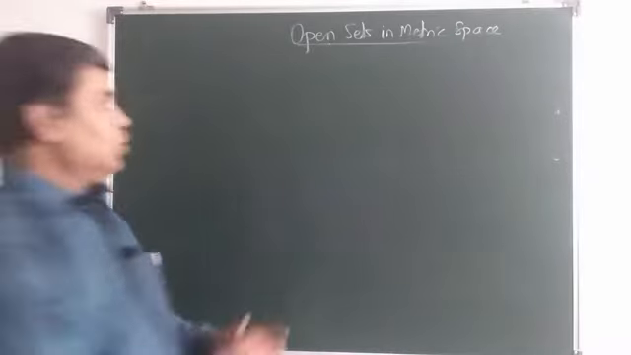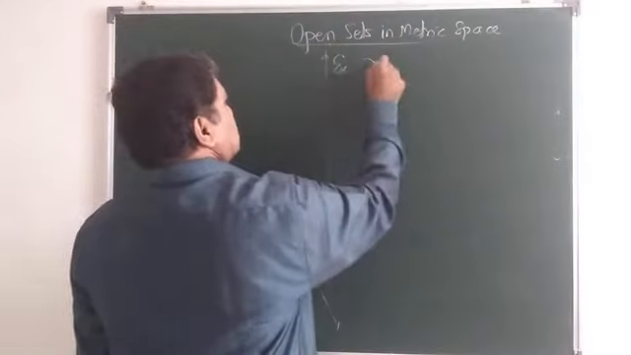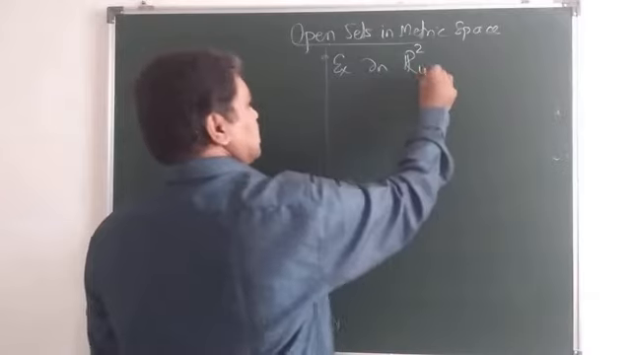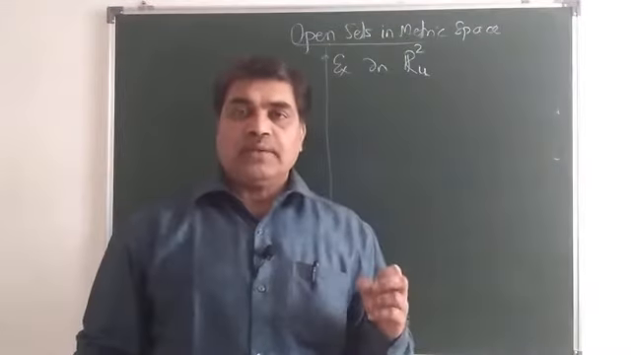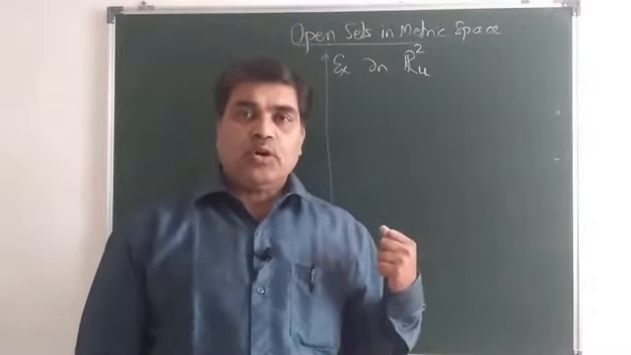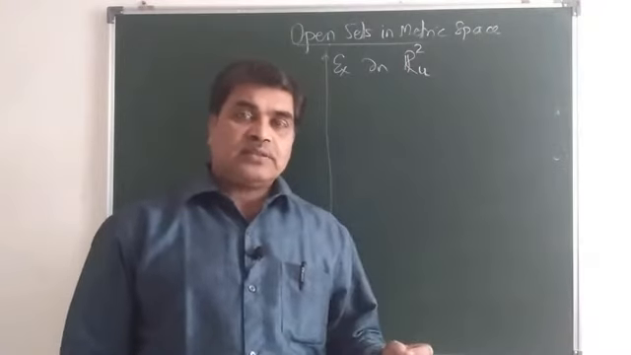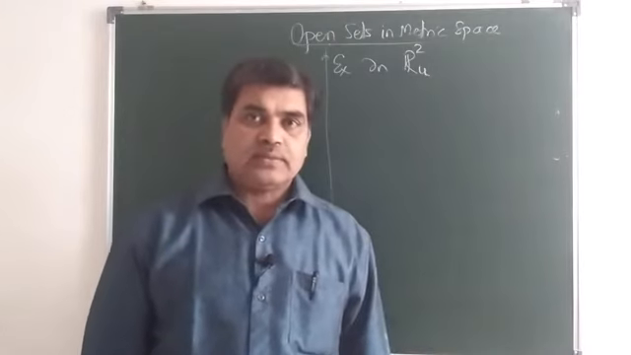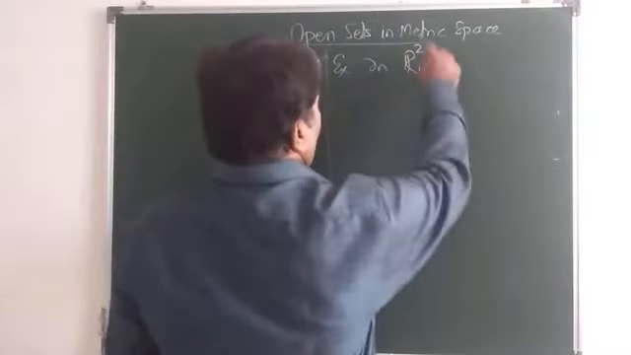Now in R2 with respect to the usual distance, if P is (x1, y1) and Q is (x2, y2), then what is the usual metric? d2 of P,Q is equal to the square root of (x1 minus x2) squared plus (y1 minus y2) squared. That is the usual metric, in R2 with the usual metric.